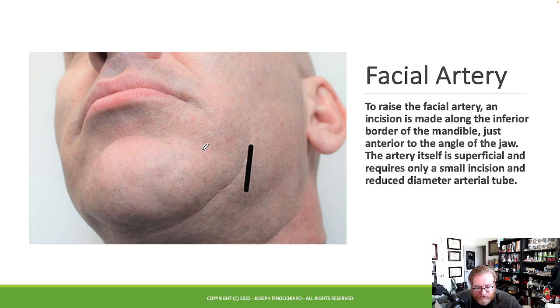To raise the facial artery, an incision is made along the inferior border of the mandible, just anterior to the angle of the jaw. The artery itself is superficial and requires only a small incision and a reduced diameter arterial tube.